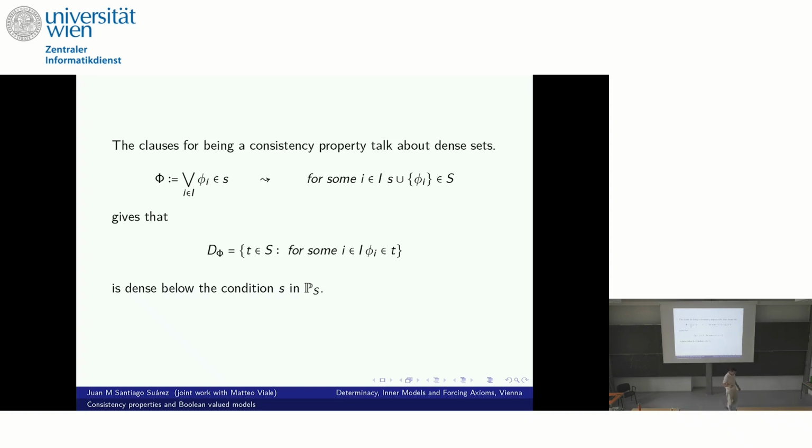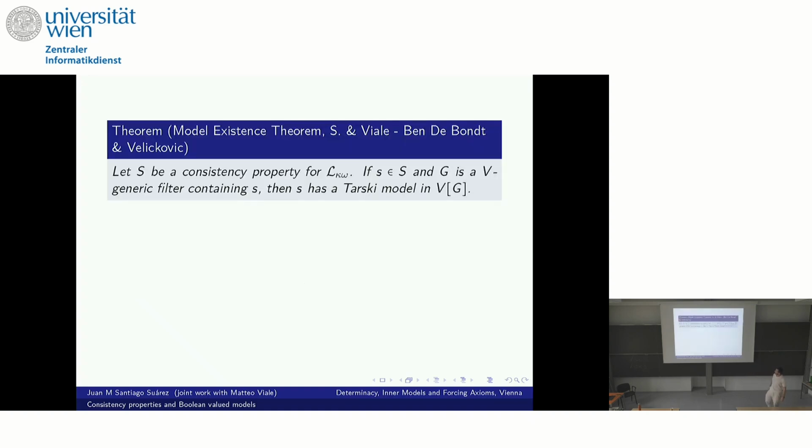Now, why is this important? Because of the following result. This was proved first by my friend Ben de Bont and his advisor Boban Velickovic, and then we got the same thing with Matteo. And it says that if you consider an arbitrary consistency property for the type of logic I'm talking about, then any element in the consistency property, any approximation to a model, can be extended to a Tarski model in the generic extension. Okay?